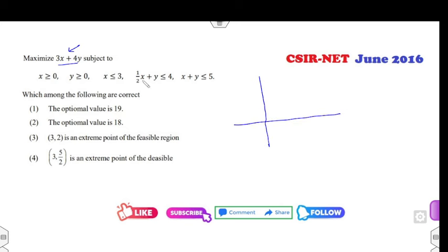Half, so that will be my 8 and y will be my 4. This is 4 and 8. The equation will be half x plus y is equal to 4. Second line, x plus y is equal to 5. This is 5, this is 5.